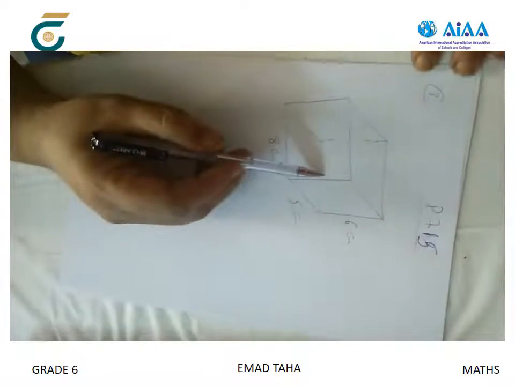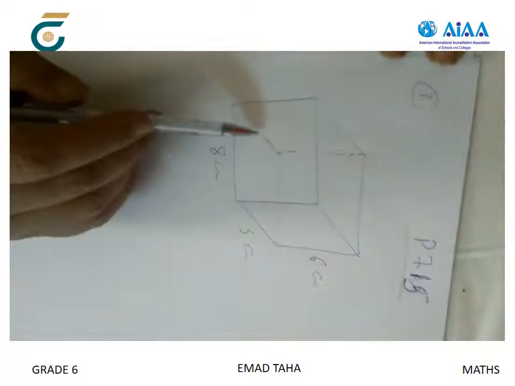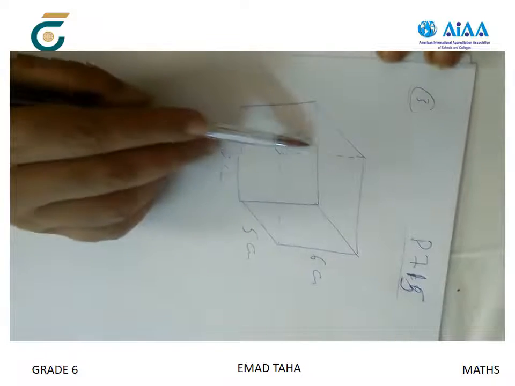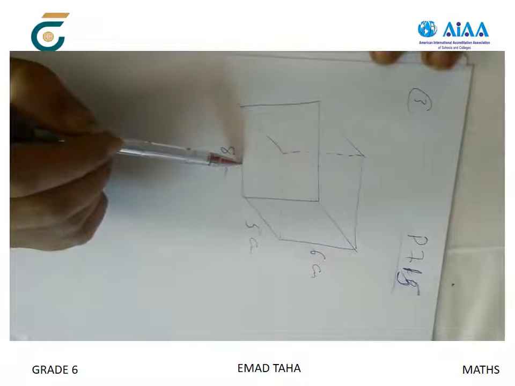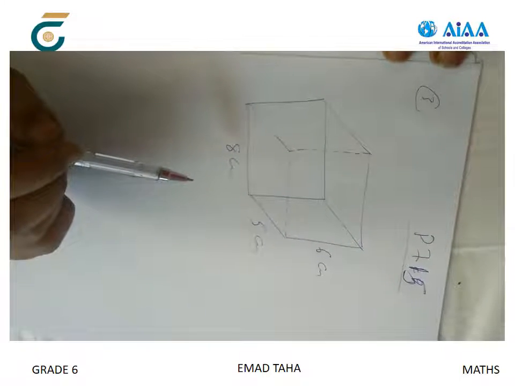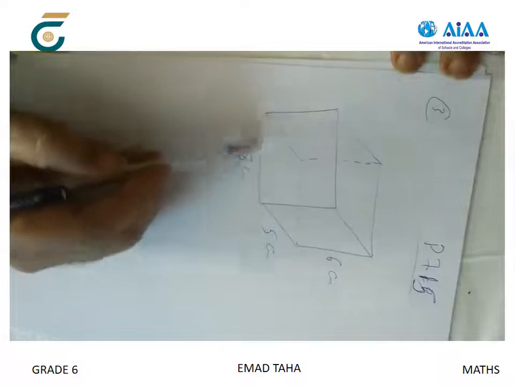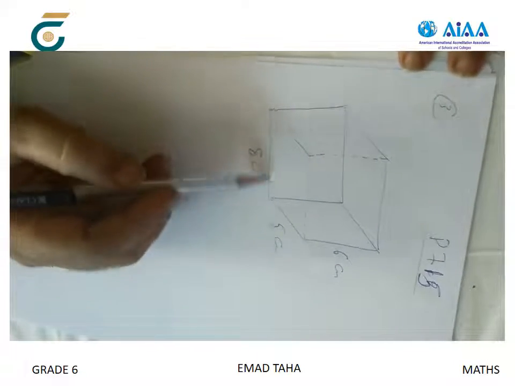This is a cuboid or rectangular prism. A rectangular prism has 6 faces, like your room: 4 walls, the ceiling, and the floor. So we have 6 faces. Each face has 2 dimensions. Look at the bottom face here. What are the dimensions? 5 and 8.